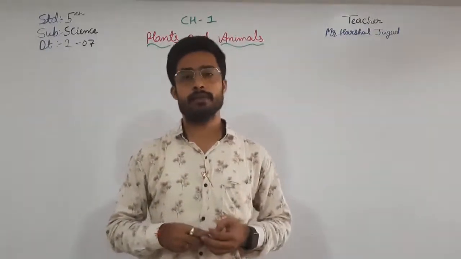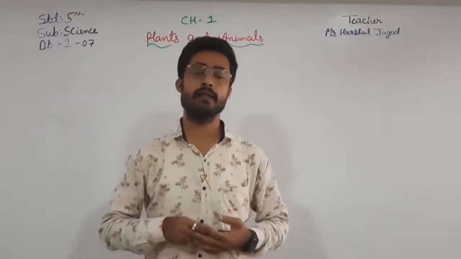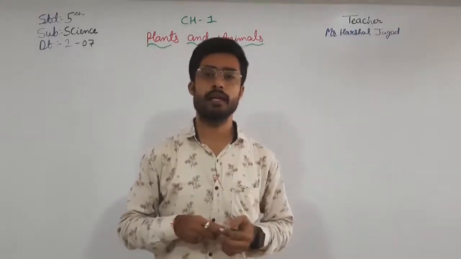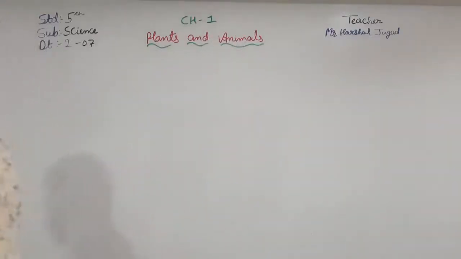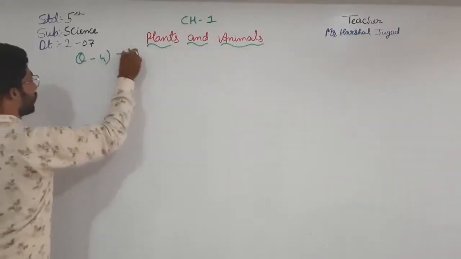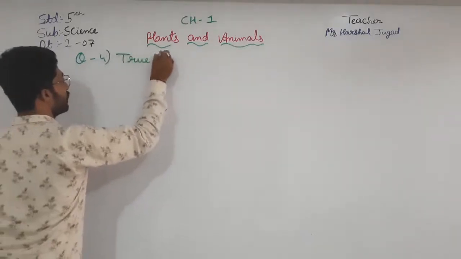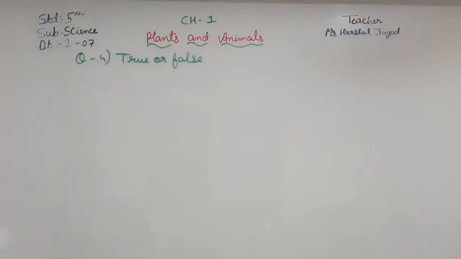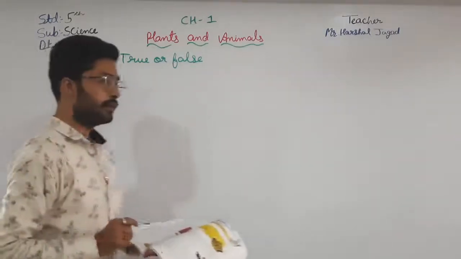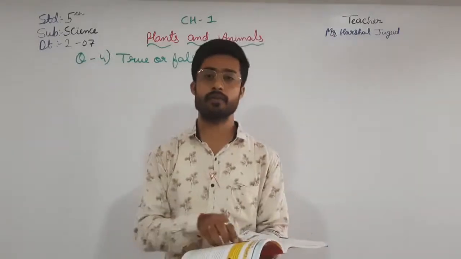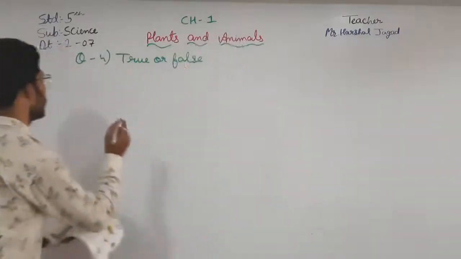So, in the previous video, we were going through the exercise and we had just read the true or false. Okay students, let us see that first. Here in the exercise, question number 4, that is true or false. Some aquatic animals have lungs, true or false? Then it is true, yes.